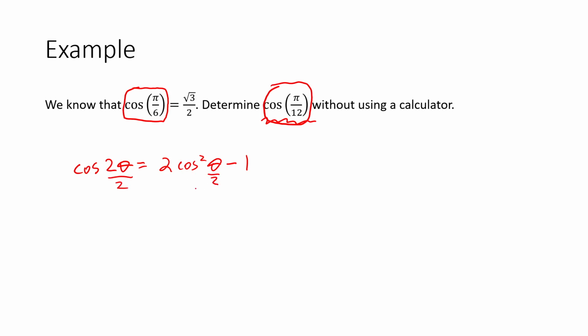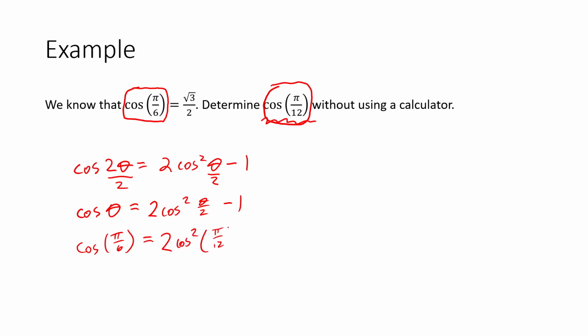Now, in a previous lesson, we talked about why you can do that. What happens is you're then able to write cos theta equals 2 cos squared theta over 2 minus 1. At that point, you say theta is equal to pi over 6, and that means theta over 2 is equal to pi over 12. And now you've just opened the door.